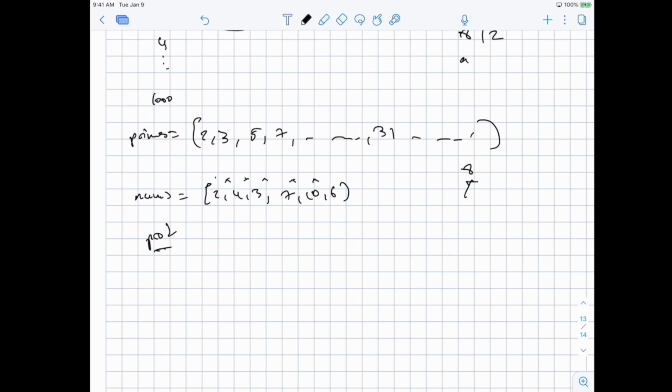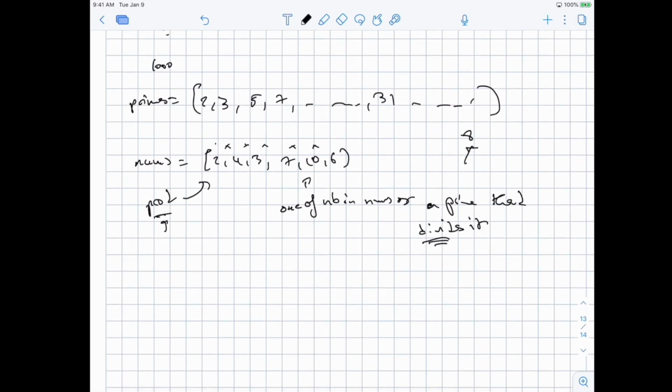And so it's either one of the numbers or a prime that divides it. Why did I say prime that divides it? Because product is the product of all of these, right? So for something to divide this, it has to divide one of these numbers, right? So that's the main idea.